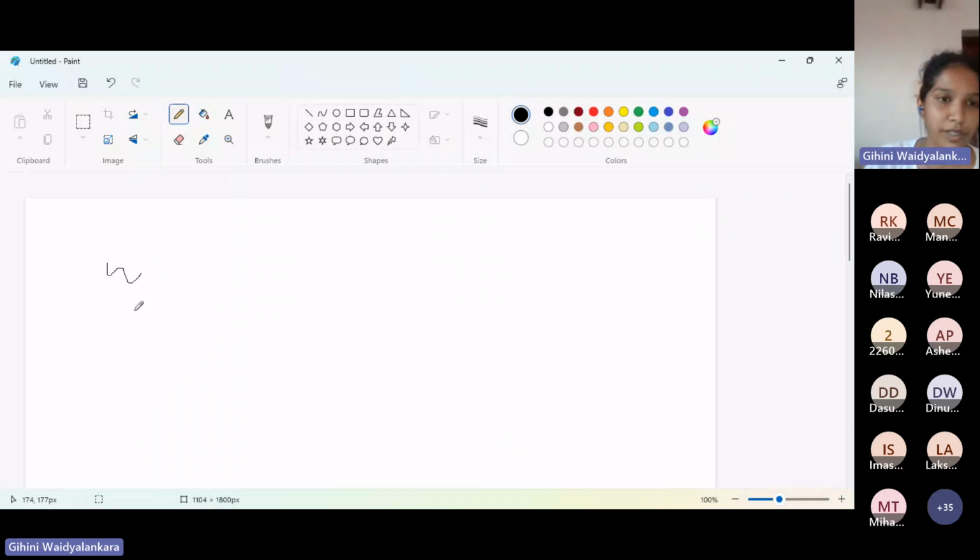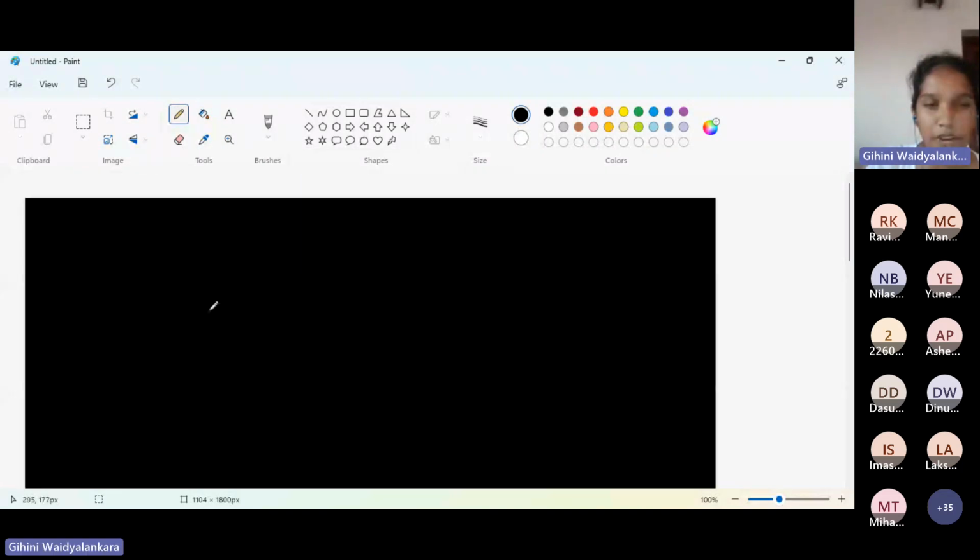So now I'm taking the string 1, 0, 1. Our starting state should be P, right? Now I'm giving the input 1. If I'm giving the input 1, it should go to state Q. Then our next input is 0. When I get the input 0, I'm going back to state P again. And for our last input, we have the input 1. When we get the input 1, it goes again to state Q.